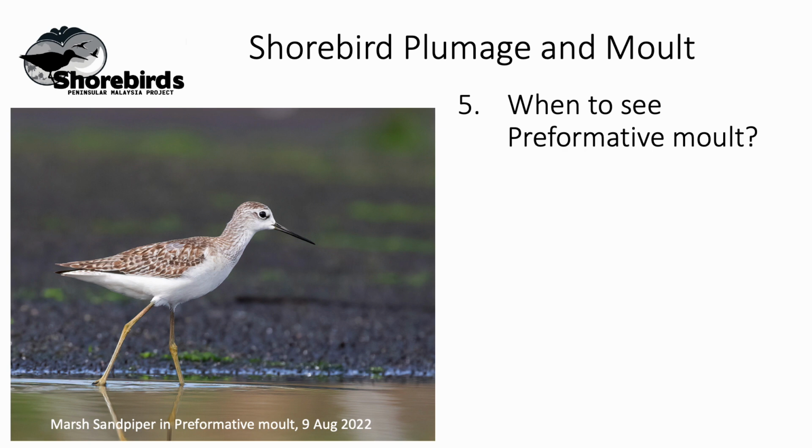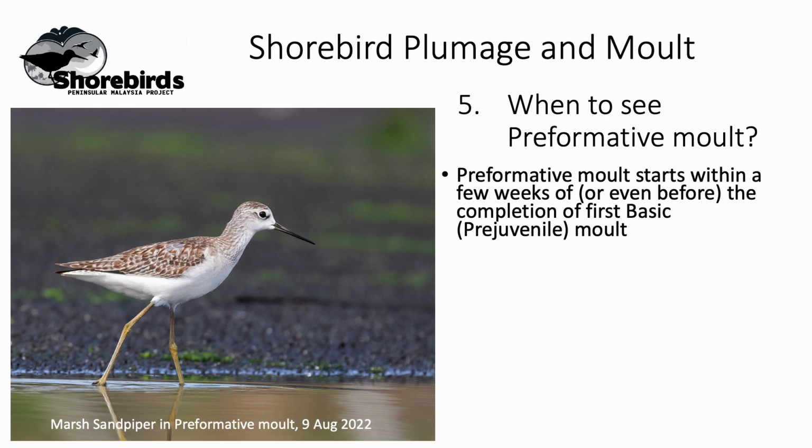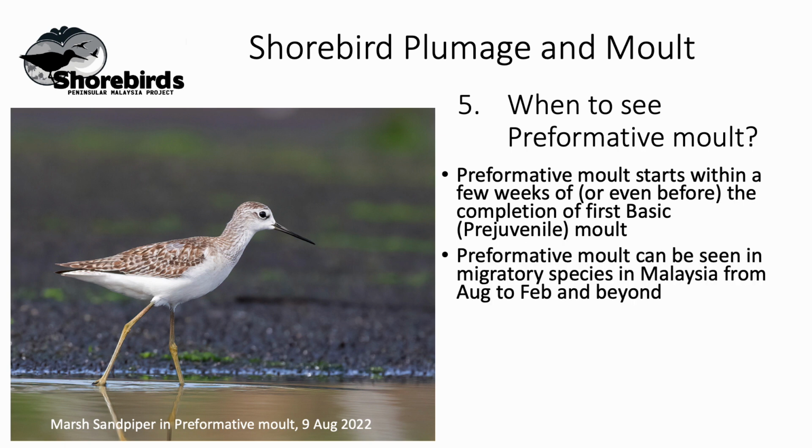When is the best time to see preformative molt? Well, it starts within a few weeks of the completion of first basic or pre-juvenile molt. In fact, in button quails, it may even start before the completion of pre-juvenile molt. And in migratory species in Malaysia, we can start seeing preformative molt from around August on into the following year, into February and beyond, up until June, July, if the birds hang around in the northern summer.